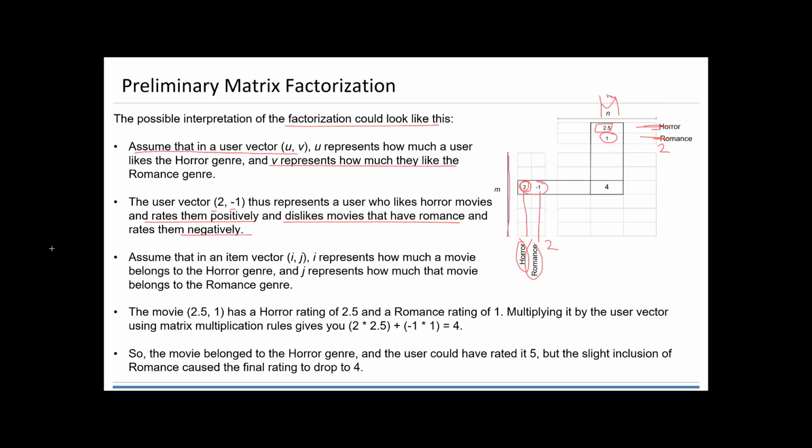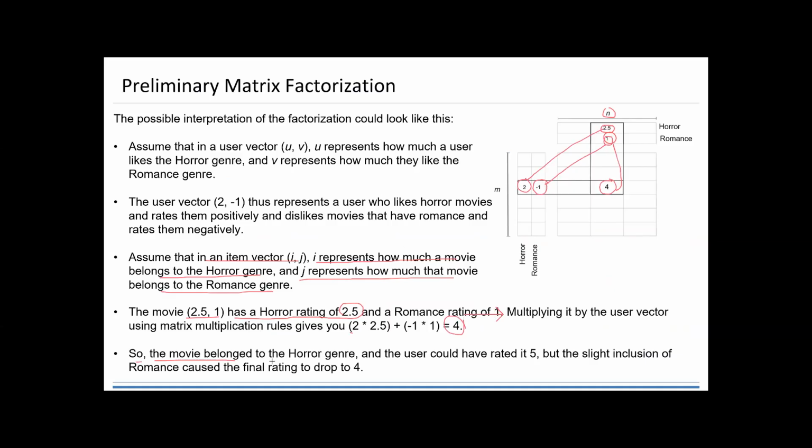It is also the same with the item. When we have the item factor i, j, i represents how much a movie belongs to the horror genre, and j represents how much the movie belongs to romance. So 2.5, 1 means the horror rating is 2.5 and the romance rating is 1. When you multiply 2 by 2.5 plus -1 multiplied by 1, you will get 4.